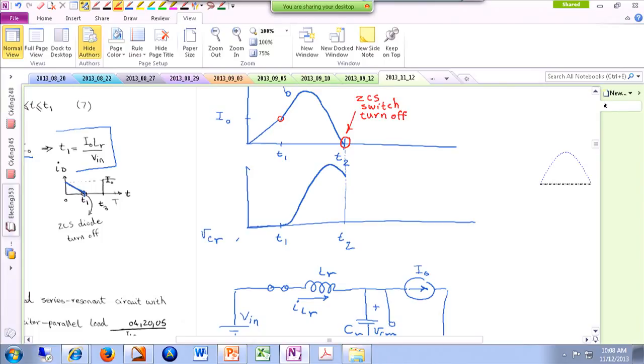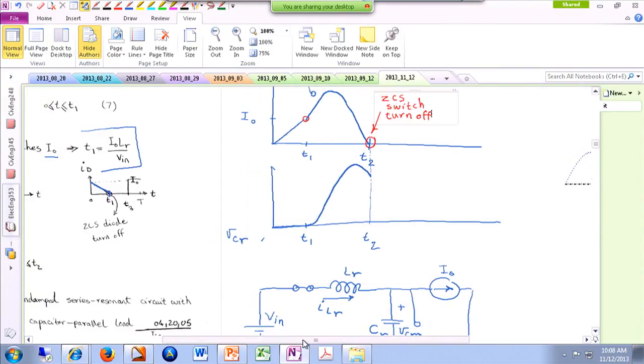And the bad thing over here is you cannot really independently turn the switch off whenever you want. You have to wait for the system, for the resonance to be over or doing its job. And whenever the current reaches zero, you have to turn the switch off. So we don't really have control over the turn off time of the switch. T2 is determined by the dynamics in the system. So this is a disadvantage, because in a classic buck converter, you can turn the switch off whenever you want, by adjusting your duty cycle. Now we have to wait for the dynamics in the system. All right, that's the beginning of the third mode.